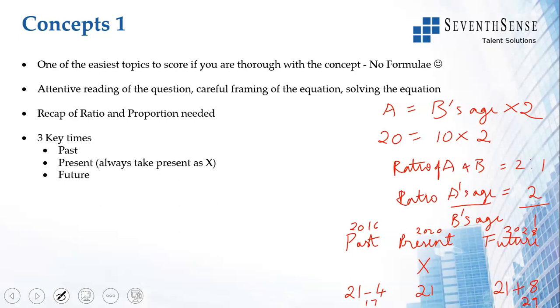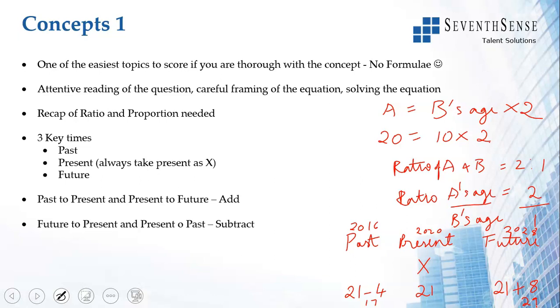We will see how to solve for this unknown. The other key concept to remember is that from past to present, you have to add. Let us say here we are 17. So past to present, you are adding: 17 increases to 21. And then present to future, you are adding again: 21 increases to 29. Similarly, for future to present, you have to subtract, so 29 reduces to 21. And then present to past, you again have to subtract.